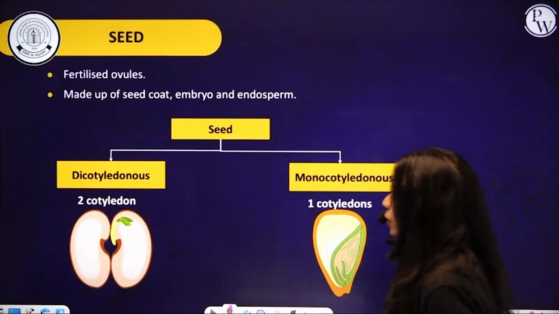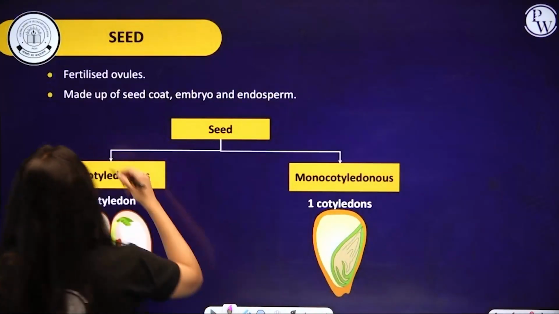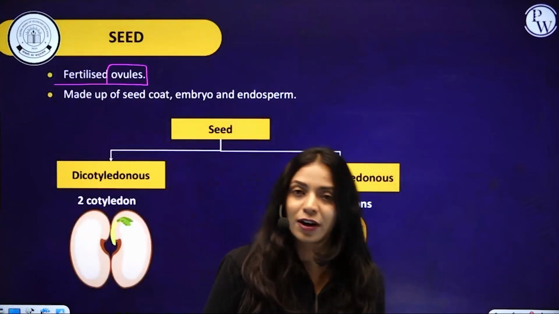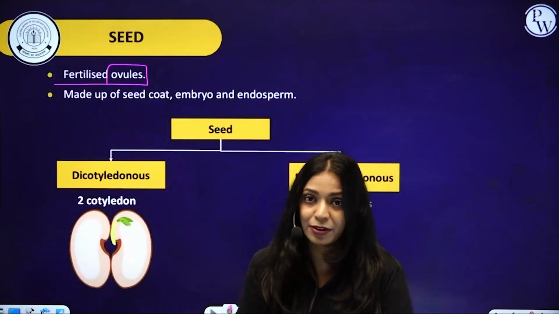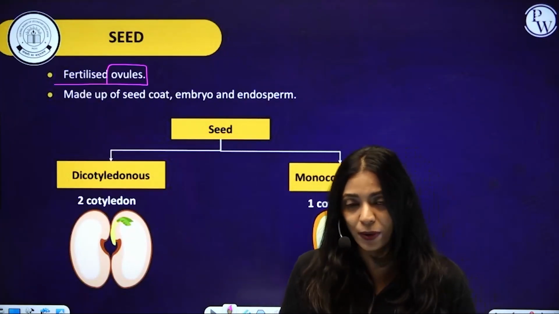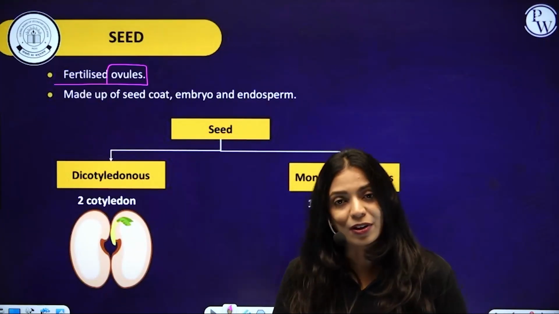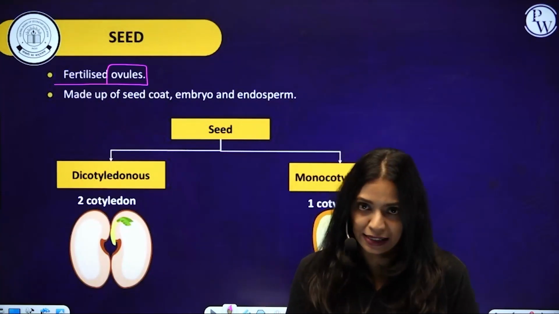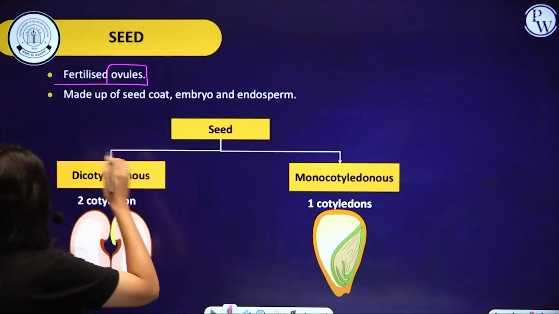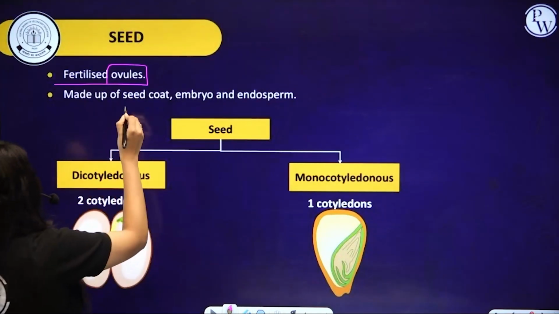Now let's talk about seeds. Seeds are nothing but fertilized ovules. I already told you about the process of fertilization. Fertilization is nothing but the male gamete fusing with the female gamete. Once this fertilization process is over, the ovules will develop into the seeds. So seeds are nothing but fertilized ovules. Within seeds, you can find some parts.